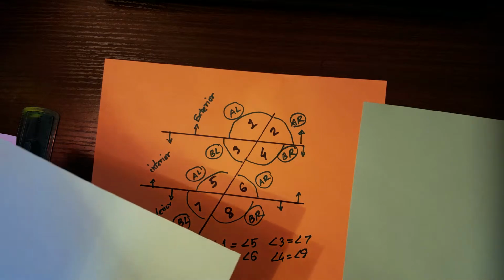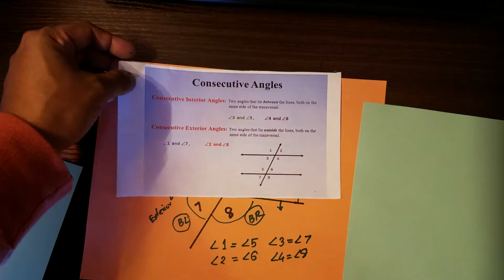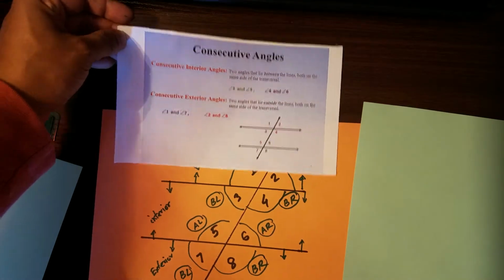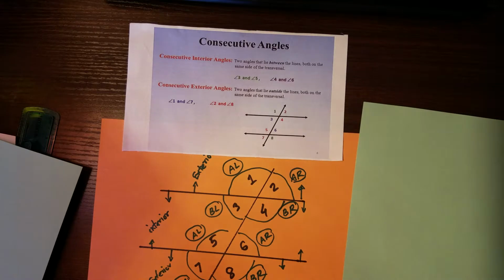Next we have consecutive angles. What are consecutive angles? So first look at the definition. Okay, so let's move it here. So now you can see the definition. Two angles in between the lines, both on the same side of the transversal.